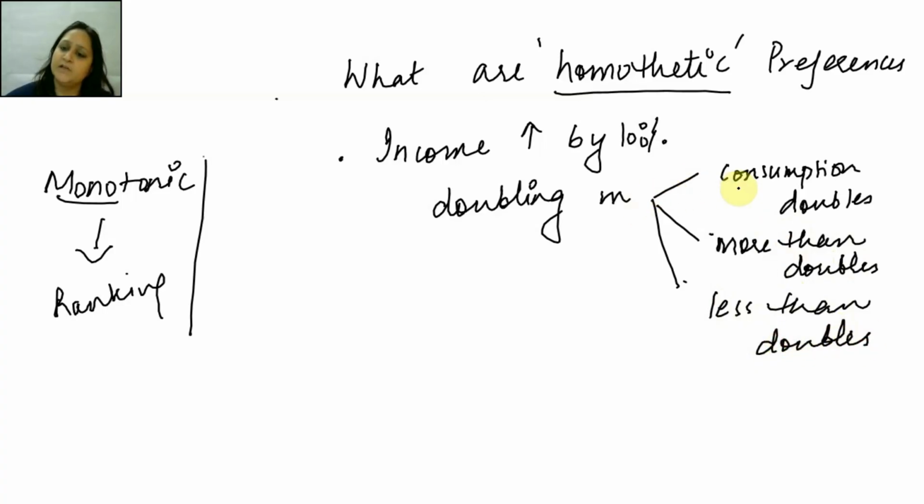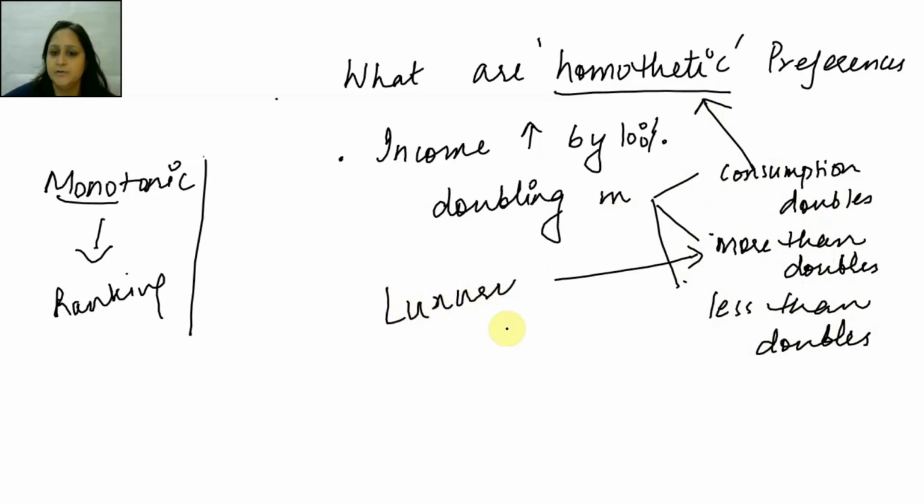When doubling income leads to a doubling of consumption, those preferences are called homothetic. When it more than doubles, then that good is called a luxury good. When it increases, but less than doubles, then that good is called a necessity good.